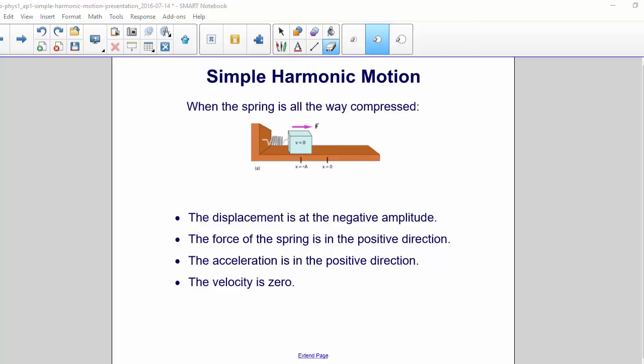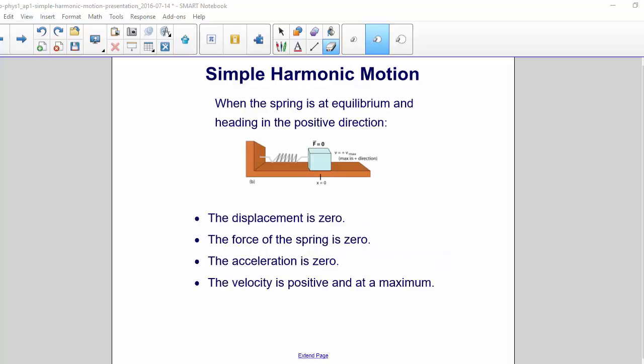When the spring is all the way compressed, the displacement is at the negative amplitude, the force of the spring is in the positive direction, the acceleration is in the positive direction, and the velocity is 0. When the spring is at equilibrium and heading in the positive direction, the displacement is 0, the force of the spring is 0, the acceleration is 0, and the velocity is positive and at a maximum.